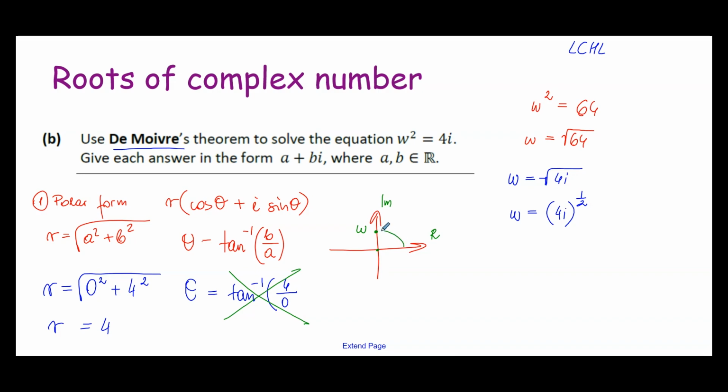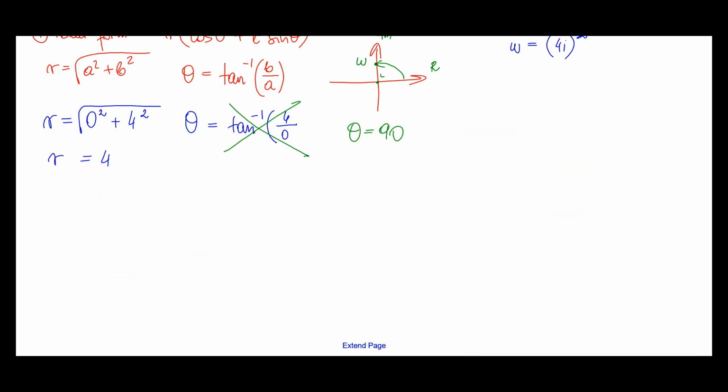So that means the angle, we always count the angle from the positive side of the real axis, anti-clockwise. So we know that this angle is going to be 90. So actually, our theta here is going to be 90. So now we can write our complex number in polar form, r being 4 (cos of 90 plus i sin of 90). So let's not forget that all of that is taken to the power of a half.